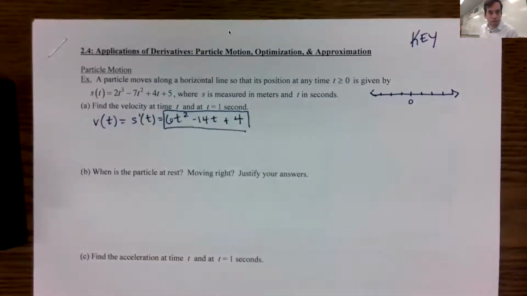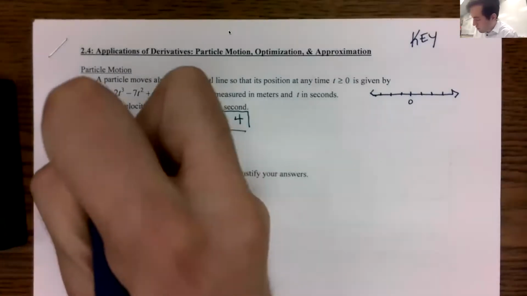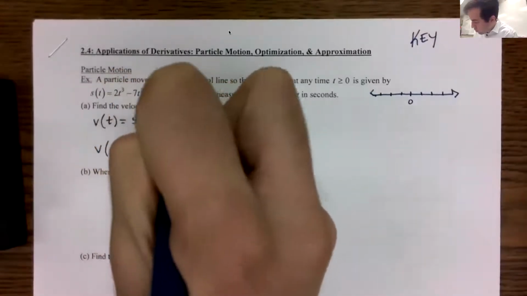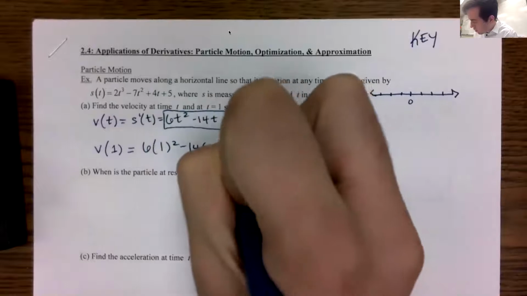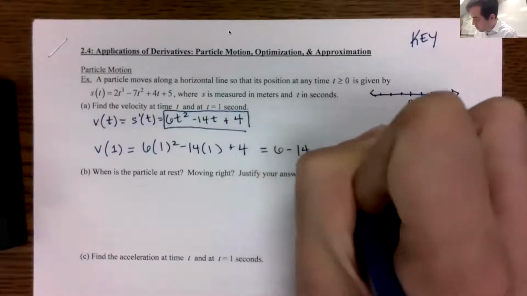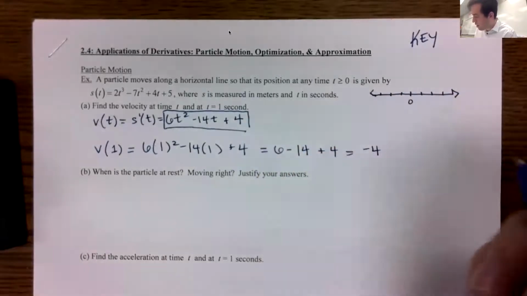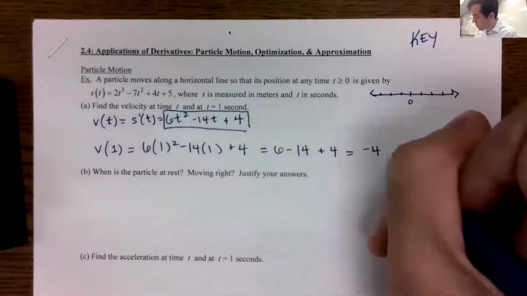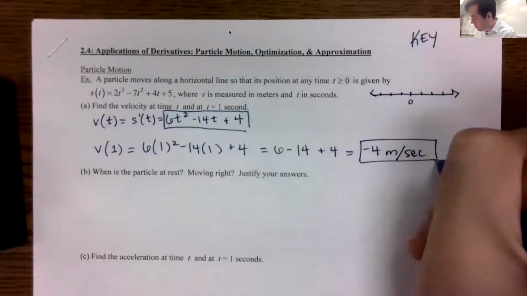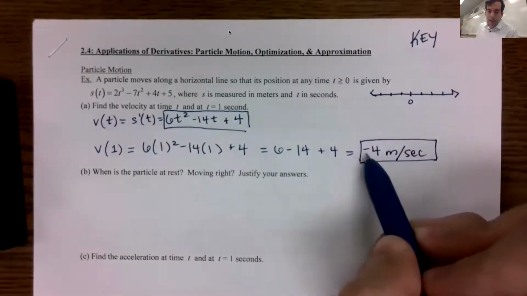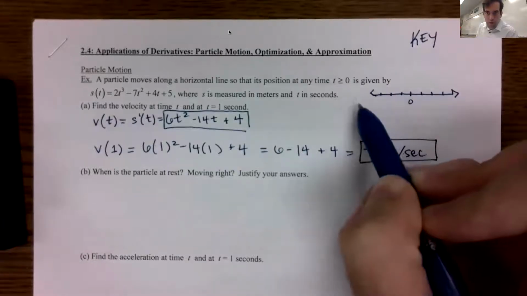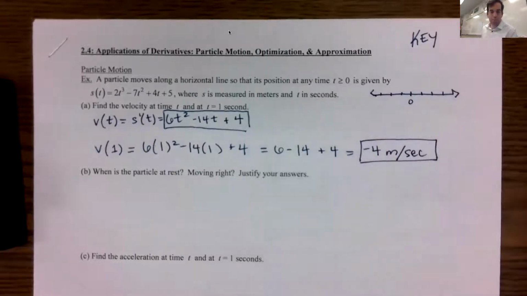And now we're going to find the velocity at t equals 1 second. So now all that means is that we plug in 1 for t. So we have 6 times 1 squared minus 14 times 1 plus 4, which is going to be 6 minus 14 plus 4, or negative 4. And the position was in meters, so this velocity is going to be meters per second. And again, that's negative, so it means we're moving to the left, negative 4 meters. So we're going to move 4 units along this number line every second at that exact moment.